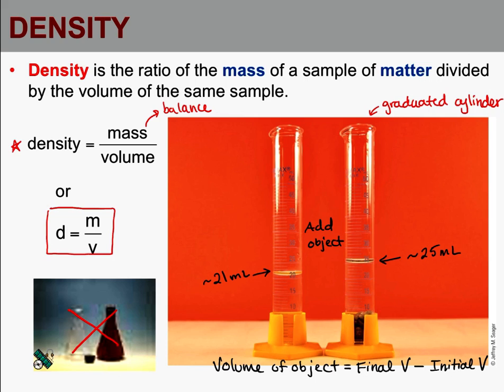Now, there are different sets of units that we can use for density. For a liquid, we often use grams per milliliter as our units, and this is what's called a derived unit. So we're taking two different units and using them in the same measurement or the same calculated amount. So this would be considered derived.